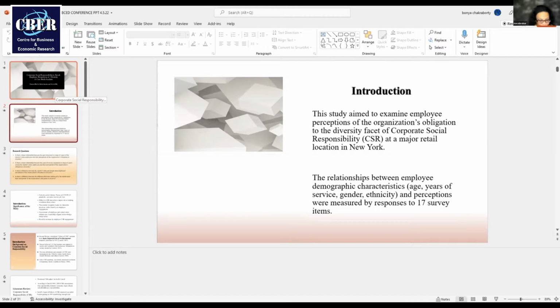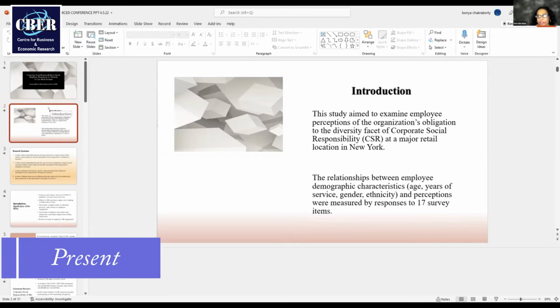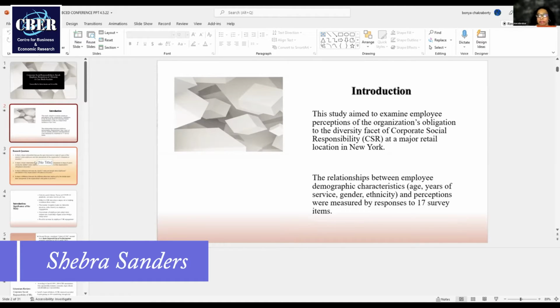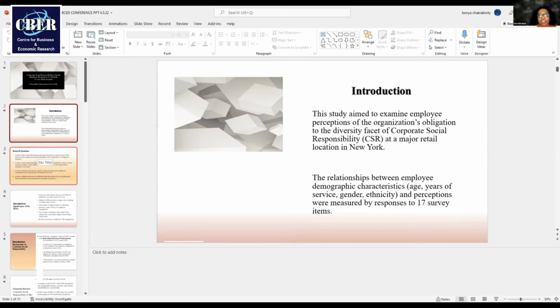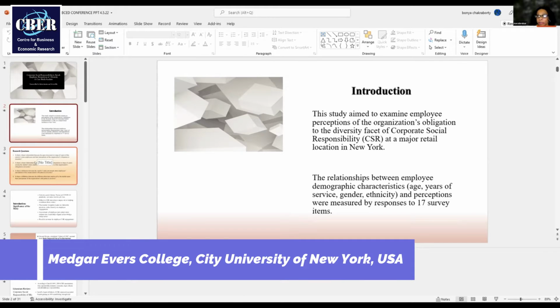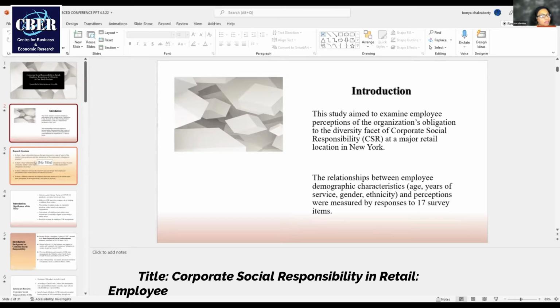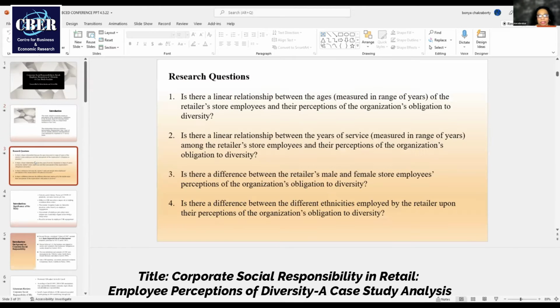The study was done on a location in Brooklyn, New York. It aimed to examine the employees' perceptions of the organization's responsibility and social corporate responsibility, the diversity facet of social responsibility, and the relationships between the employees' demographics of age, years of service as related to employee retention, their gender and ethnicity. The perceptions were measured by the responses to 17 survey items.